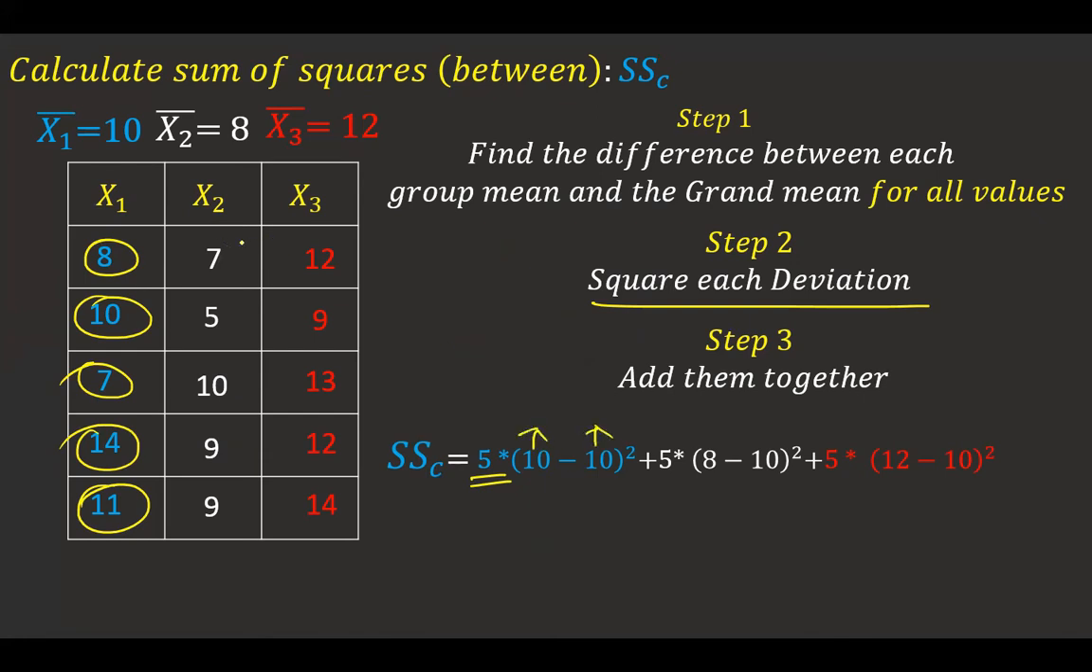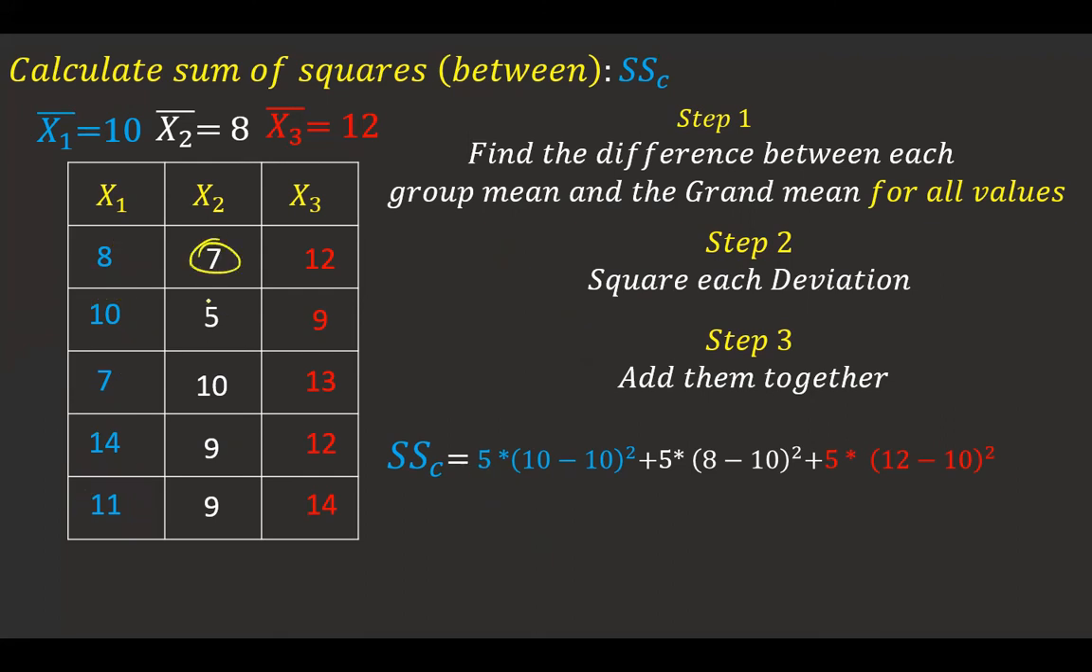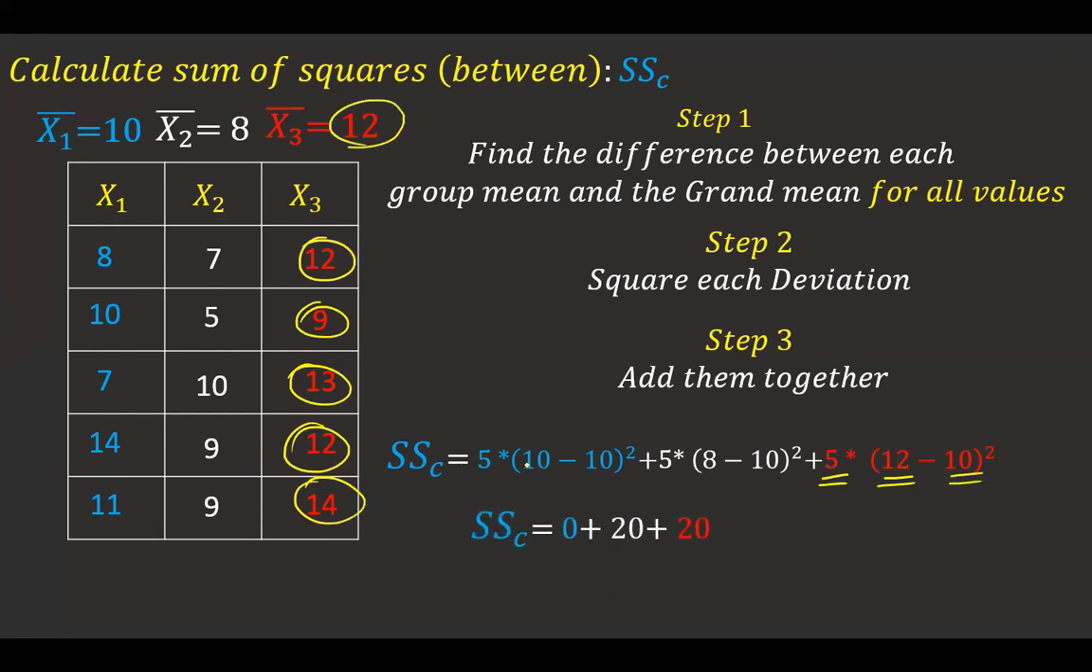Similarly, for the second group, 7, 5, 10, 9, 9, what am I doing? 5, because 5 numbers are there. What is the group mean? Group mean is 8, and the grand mean is 10. Similarly, for the third one, 12, 9, 13, 12, 14, I'm writing 5, because 5 numbers are there. Then 12 is the group mean and 10 is the grand mean. Once I calculate, 10 minus 10 is 0.